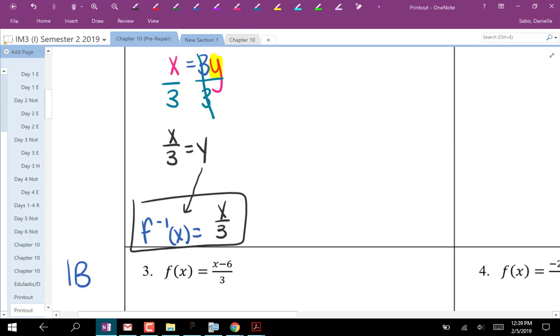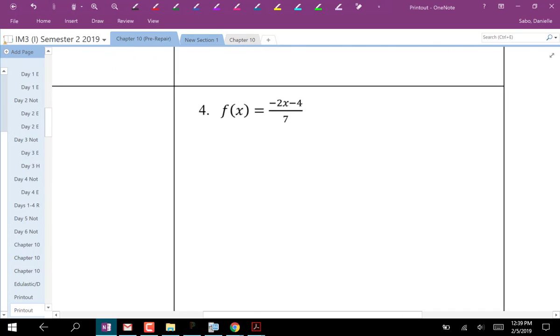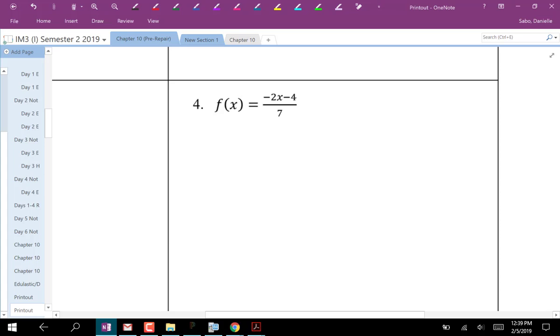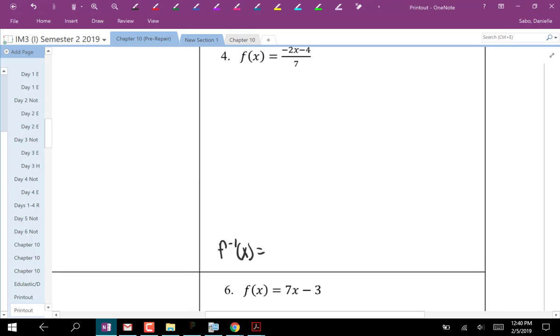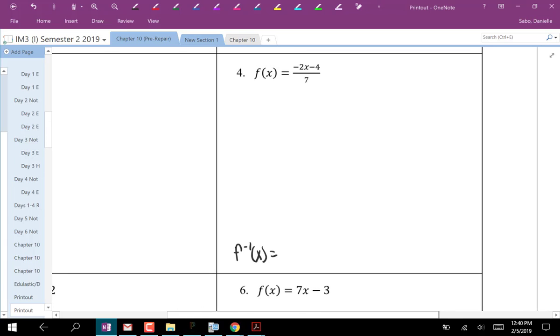Now I'm going to do number 4 with you to make sure that you truly get it, because I think 4 is the toughest of the bunch, and I just want to make sure that you're getting it. So remember, I'm always going to end with some kind of inverse notation like this. I just need to figure out what it is, because the goal is to get the inverse of the original.